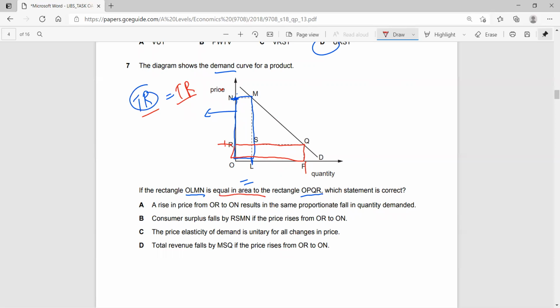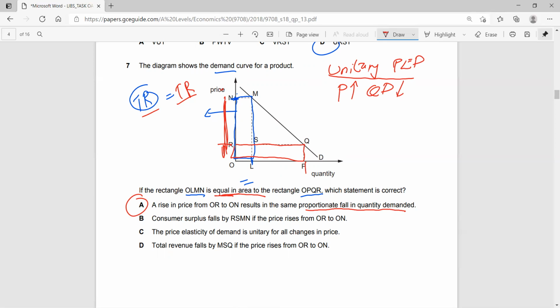The sameness, the equality of the areas is given in the question. A rise in price from OR to ON results in the same proportionate fall in quantity demanded. Now this is true, and let's think about this for a bit. Recall the concept of unit or unitary price elasticity of demand. What we know about unitary price elasticity of demand is that if price increases, let's say by 10%, quantity demanded falls by the same percentage. So the same amount, so 10%, for example.